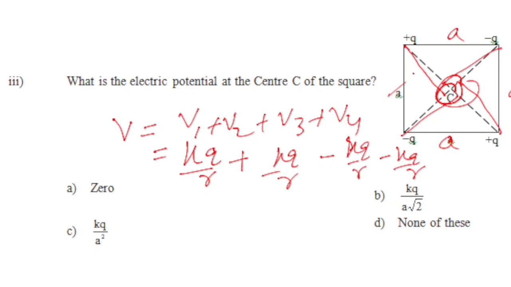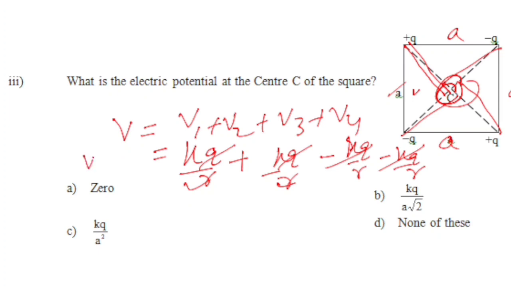You know diagonal of the square is what? Diagonal of the square is root 2 a, and this is half of it, root 2 a by 2. You can easily find this with the help of Pythagoras theorem. So all these distances are same. So this cancels with this one, this cancels with this one. It means net charge is 0. So total potential is also 0.